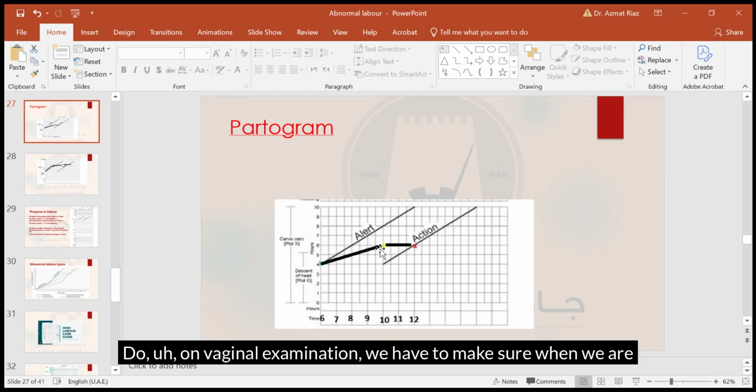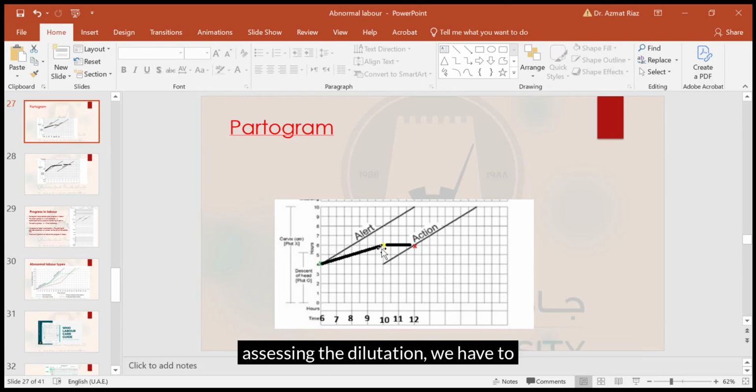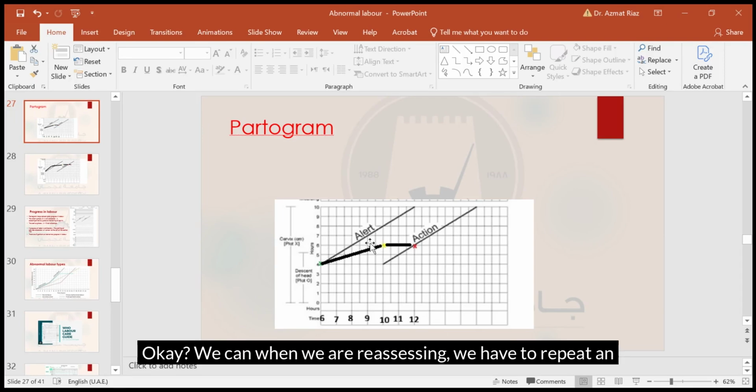On vaginal examination, when we are assessing the dilatation, we also have to check the position of the baby. When we are reassessing, we have to repeat an abdominal examination just to make sure that everything is fine.